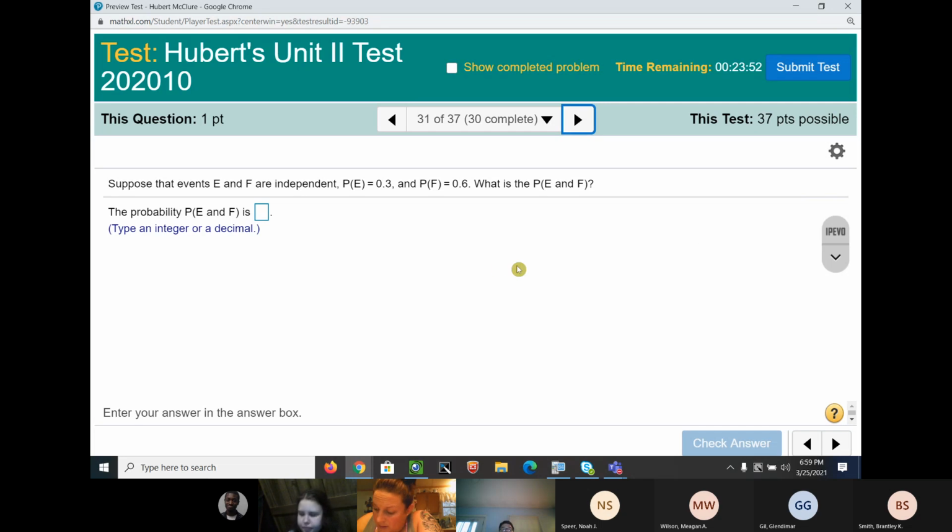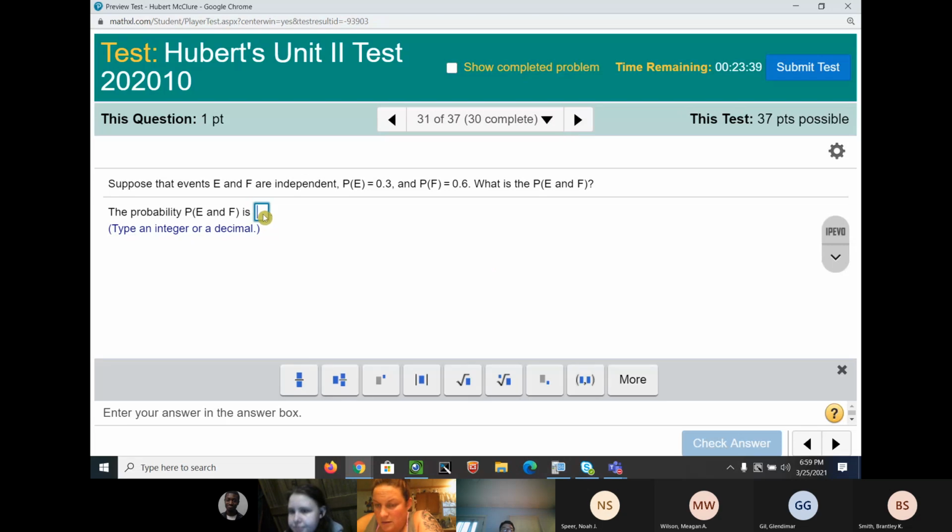Probability of an event is equal to 0.3. I'll give y'all a hint. And 0.3 and 0.6, that's going to be like what? 0.18? 3 times 6 is 18, Hubert. That's right.